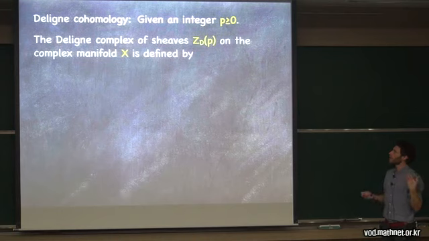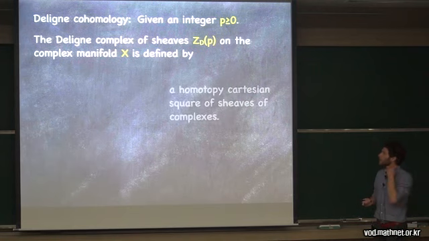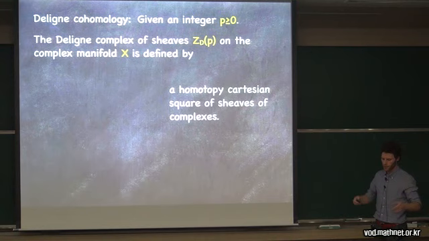So the Deligne cohomology is defined as some complex of sheaves, which you call Z_D(p) for some given integer or natural number p. And it can be defined on any complex manifold, or if you want, just think of a smooth complex variety. Okay, and it's given by a homotopy Cartesian square of sheaves of complexes. If you don't know what homotopy Cartesian means, just think of a Cartesian square of sheaves of complexes, or if you want, just of complexes.